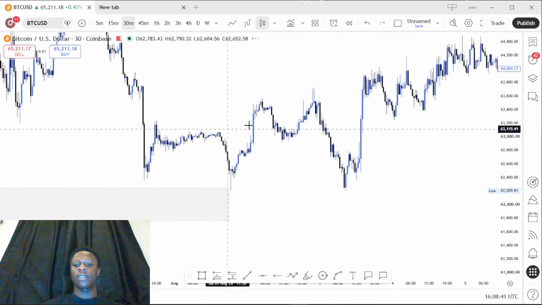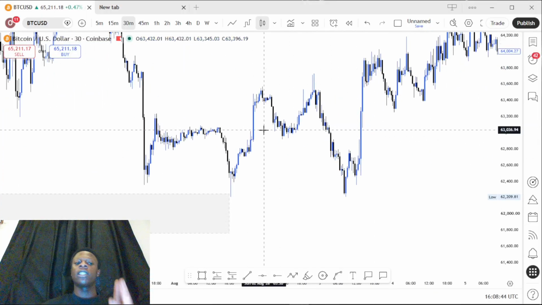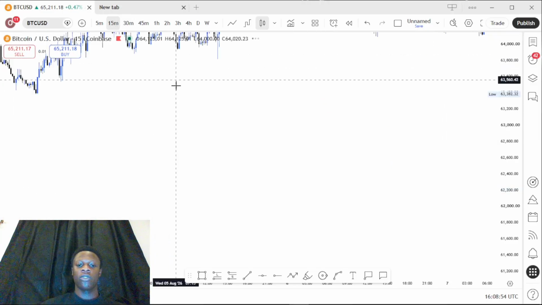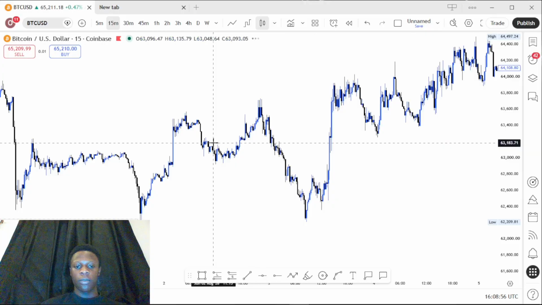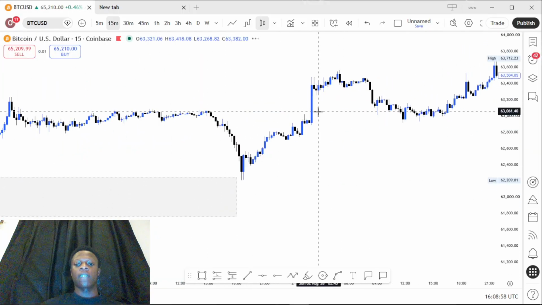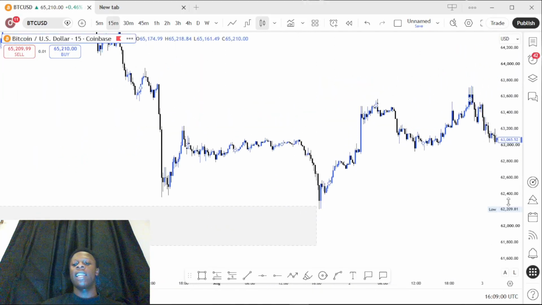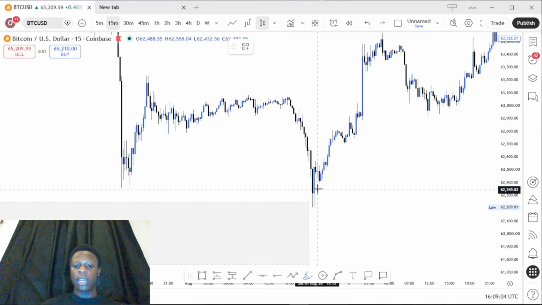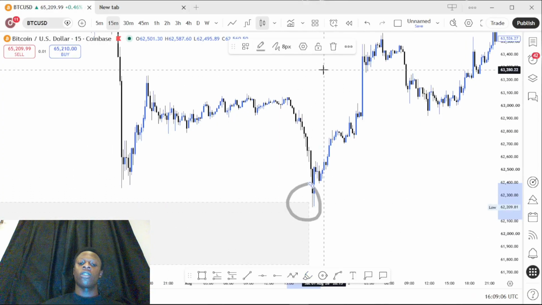So this is the 30 minutes right here, and let's look for a clean MMS. You can actually go to the 15 minutes time frame. It's going to show you this very same thing you are seeing right here. So let's check the 15 minutes time frame so you guys won't get confused. You can see what I'm saying. It's actually aligned on the 15 minutes time frame. And it was here when I said look for MMS.